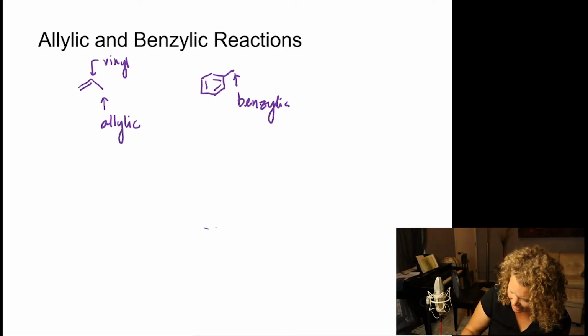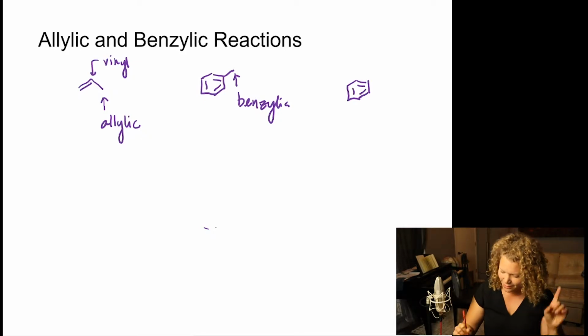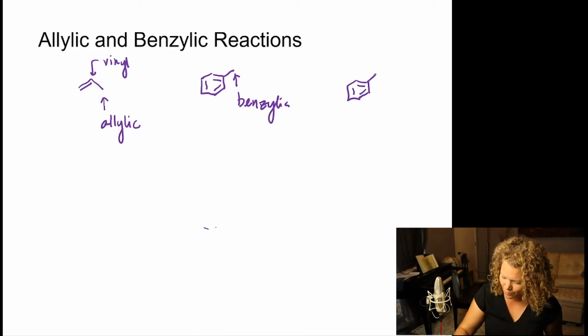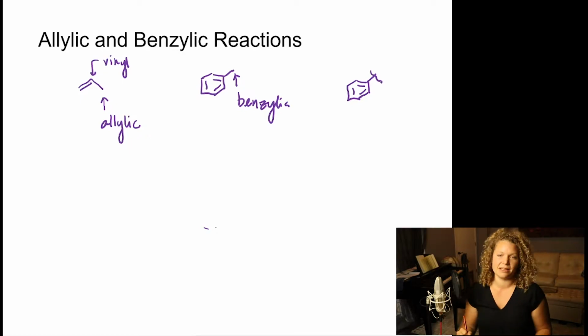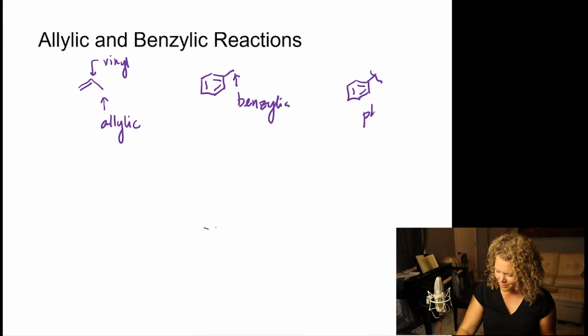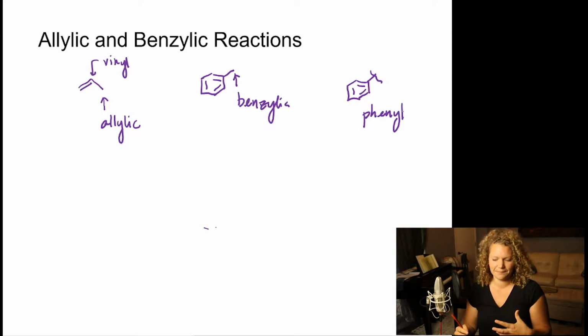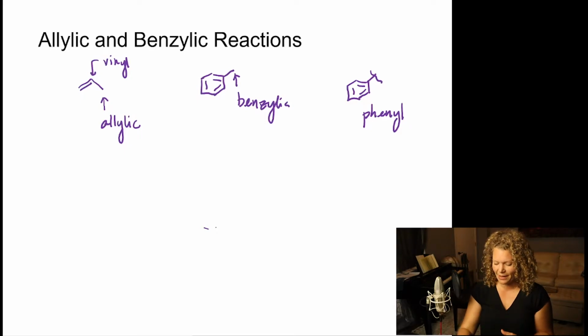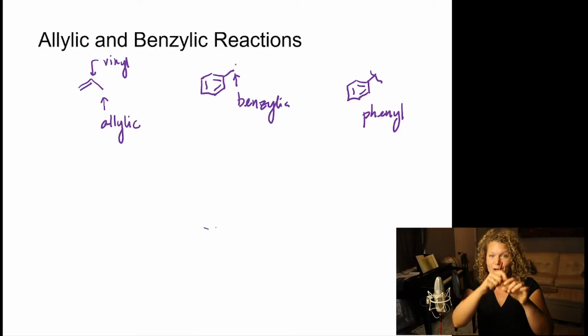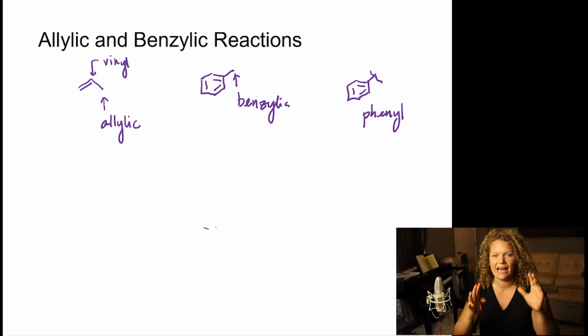And so I just want to highlight something that if we have this group, I know this is going to look confusing, but if we have this group attached to something, we would call this, which is kind of weird, a phenyl ring. If we're talking about the chemistry that's on the carbon right beside the benzene ring, that is benzylic.